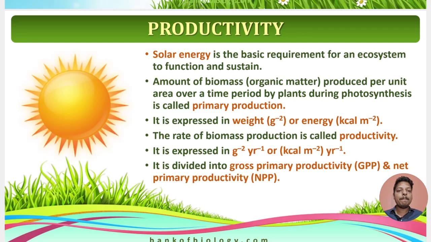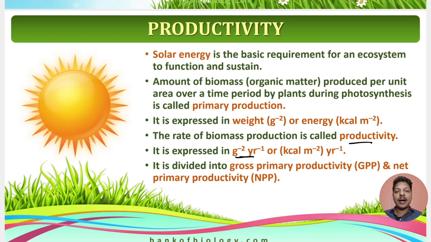That is gram per square meter. Remember, g m^-2, how do we say it now? Grams per square meter. Or energy, equal to kilocalorie per square meter. Simple. The rate of biomass production is called productivity. It is expressed in g m^-2 yr^-1.